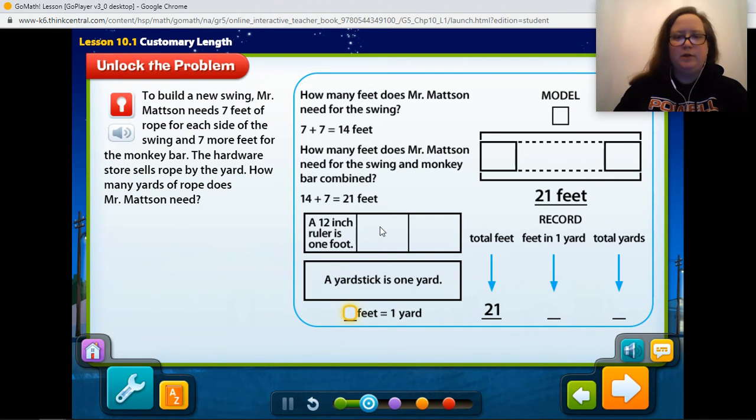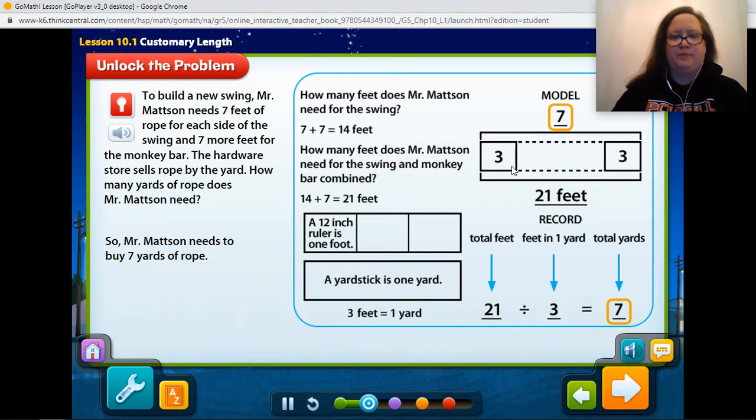So if you have 1, 2, 3. 3 rulers fit equally into 1 yardstick, so there are 3 feet in 1 yard. If 1 yard equals 3 feet, you can use the bar model to find out how many groups of 3 feet you can make with 21 feet. How many groups of 3 are there in 21 feet? Or we can divide 21 divided by 3, and 21 divided by 3 is... There are 7 groups of 3 in 21 feet. So Mr. Matson needs to buy 7 yards of rope.